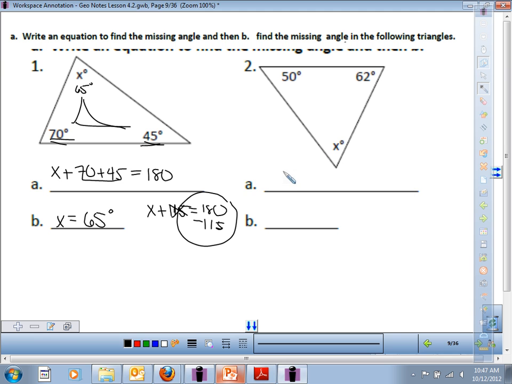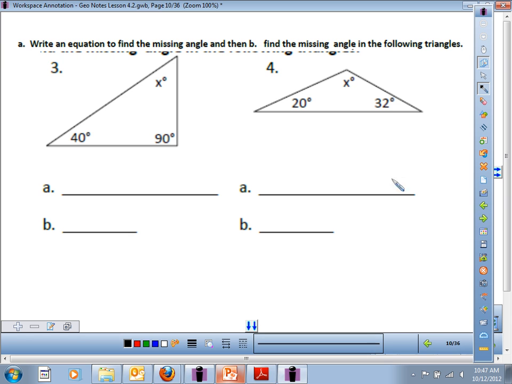All right, now if we look at number 2, we can write a quick equation. We can go x plus 50 plus 62, and all those angles added up equal 180. Well, now what we're going to do is add our two angles, 50 and 62, and that would give me 112. And then all we have to do is subtract that from 180. So we're going to take 112, subtract that from 180, and we get 68 degrees. So this angle right here would be 68 degrees with the measurements that I have. All right, let's go to the next one.